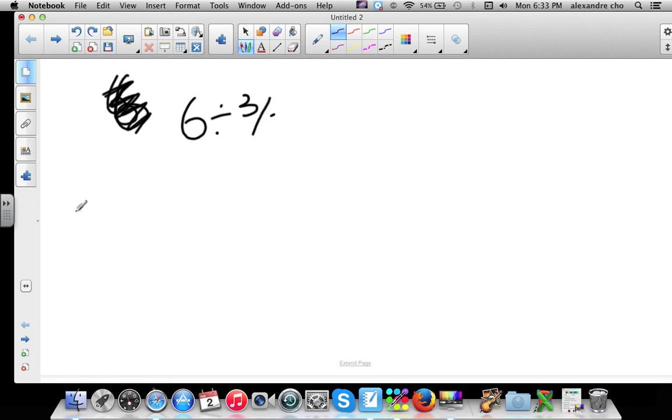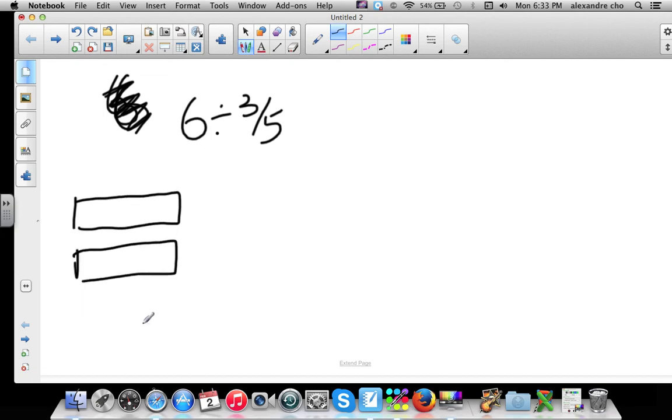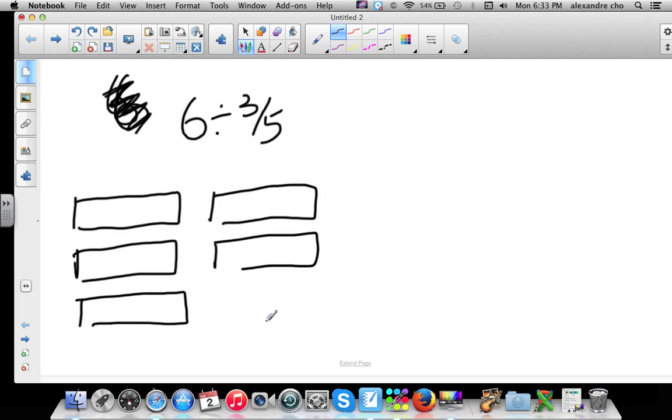6 divided by 3/5. So let's create 6 bars here. 1, 2, 3, 4, 5, 6. And you want to cut these all into fifths.